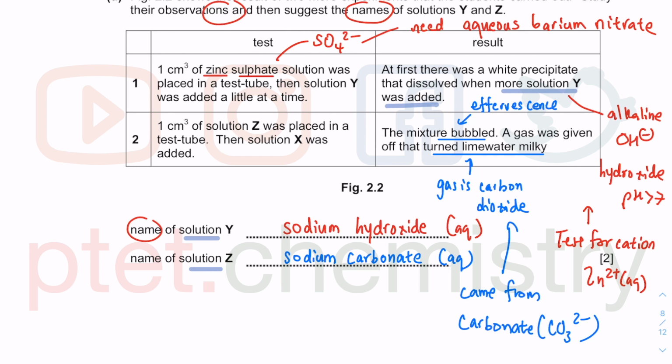So I think I'll leave it there for this particular tutorial, where I went through a couple of questions on this qualitative analysis, using the table of tests for cations, anions, and gases so far.